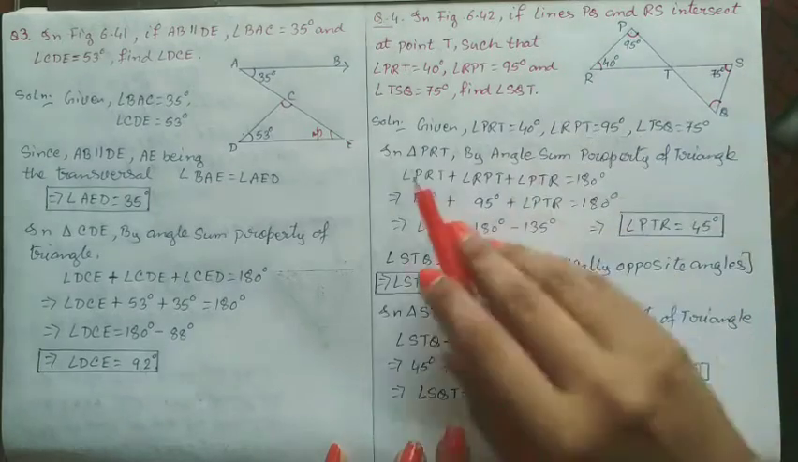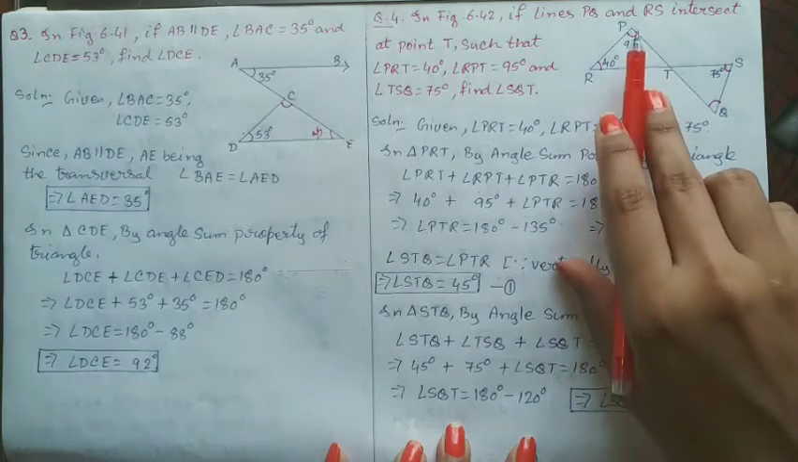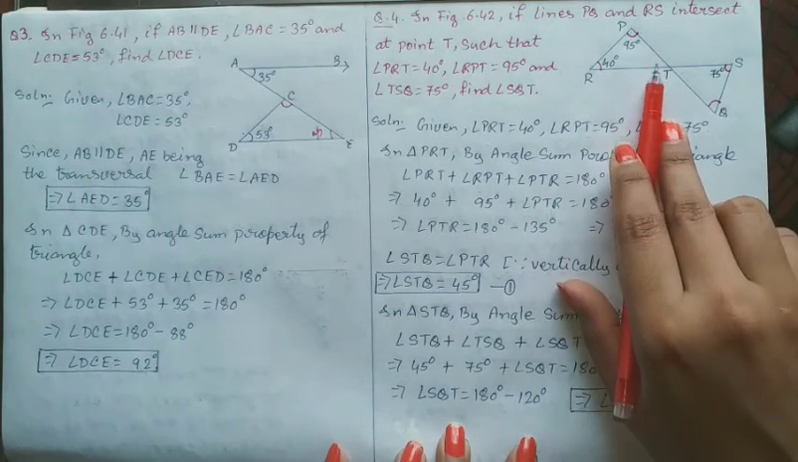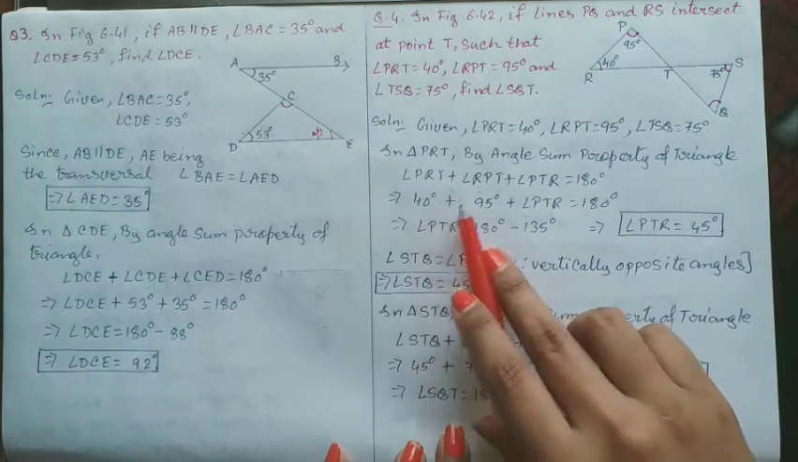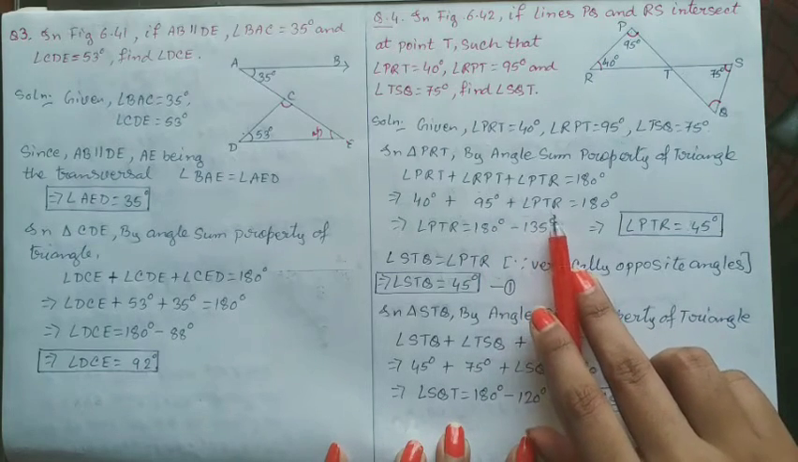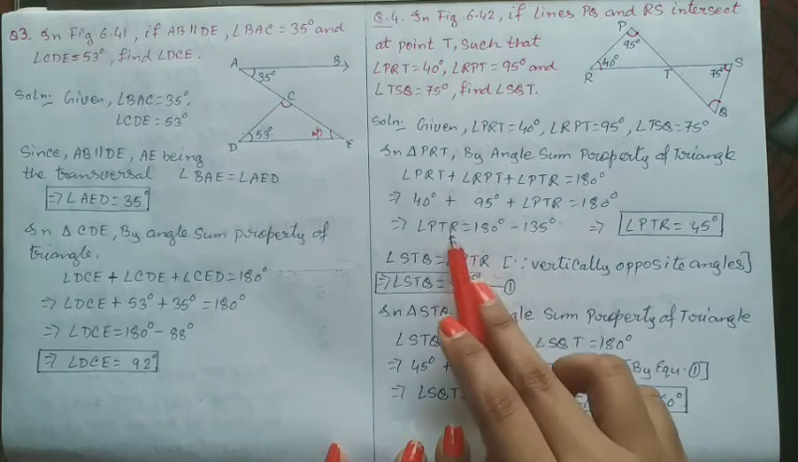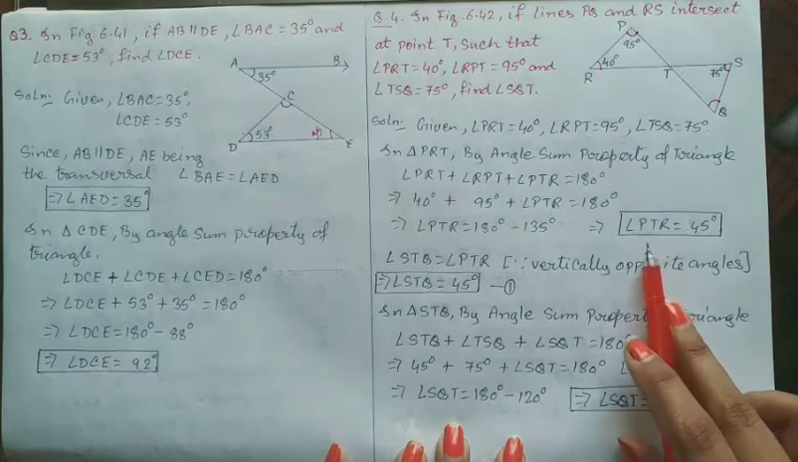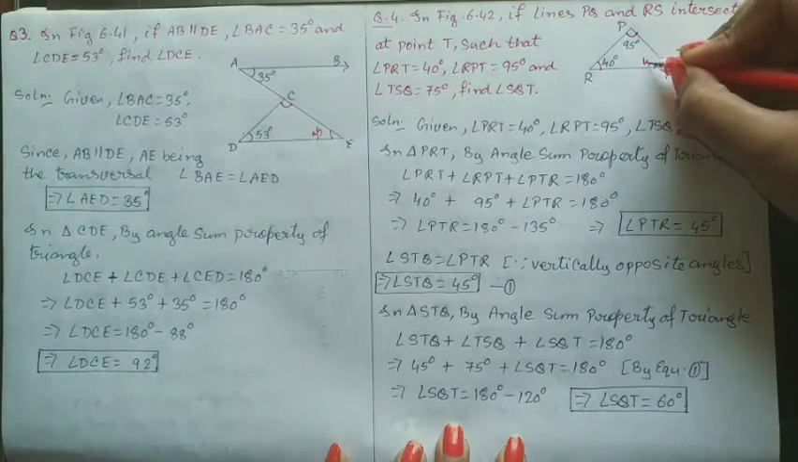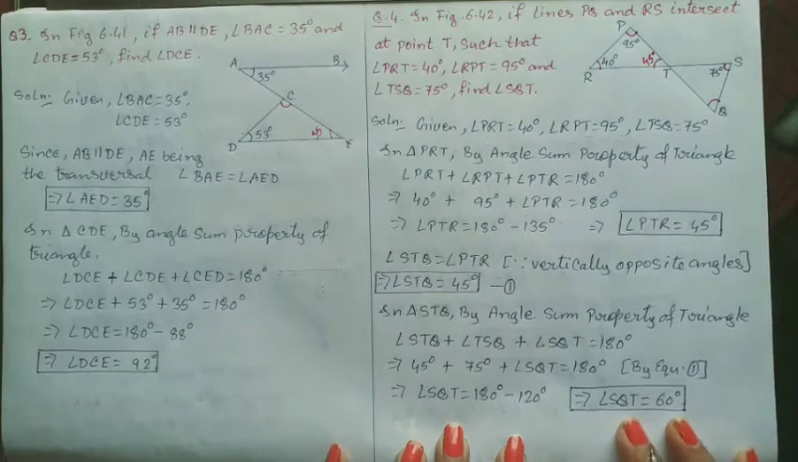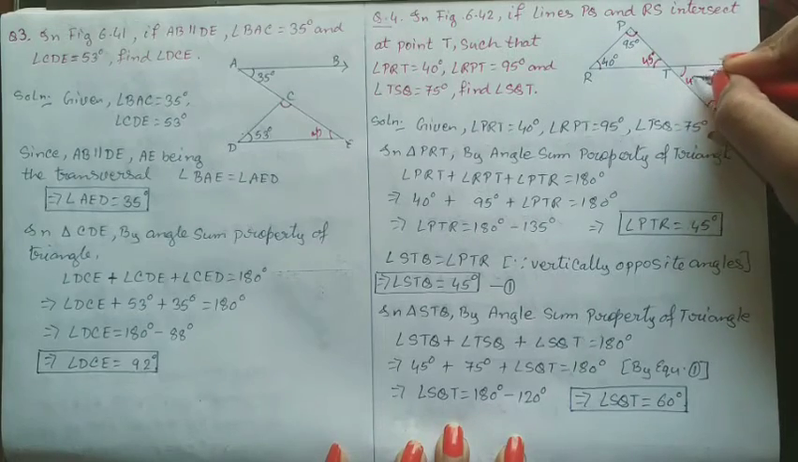So let's start. In triangle PRT, using the angle sum property, this angle plus this angle plus this angle is equal to 180. So that's what we have written over here. Now we will put the values. Angle PTR plus 40 degrees plus 95 is equal to 180 degrees. Calculate for angle PTR and ultimately the answer is coming as 45. So angle PTR is coming out as 45 degrees. Now since these two angles are vertically opposite, this is also 45 degrees.